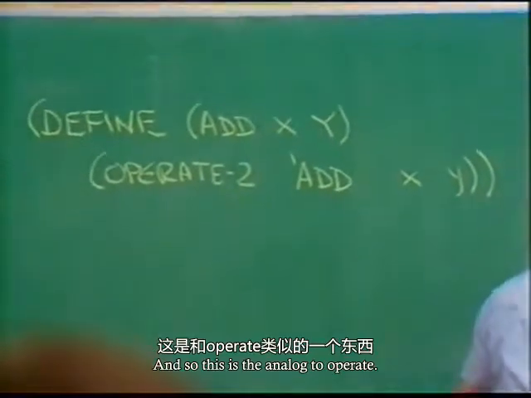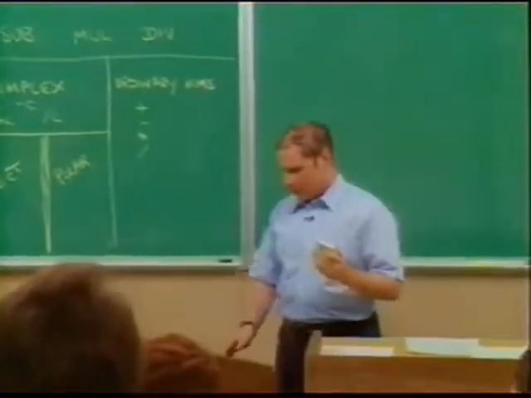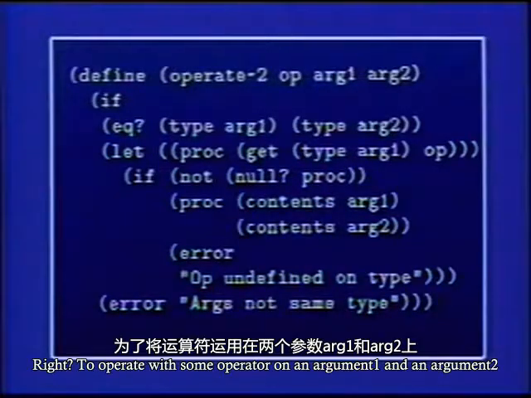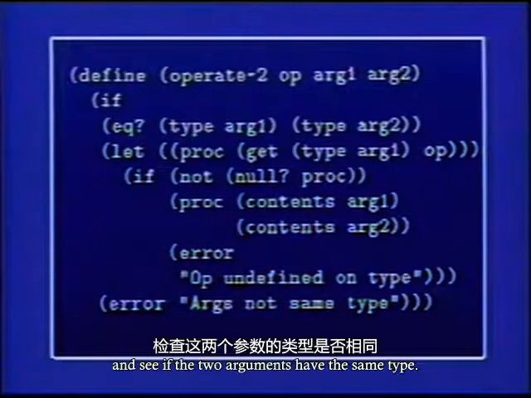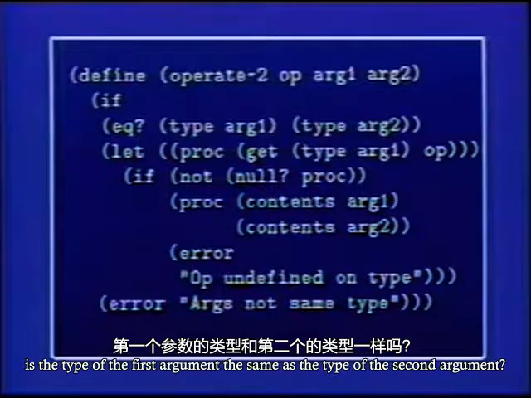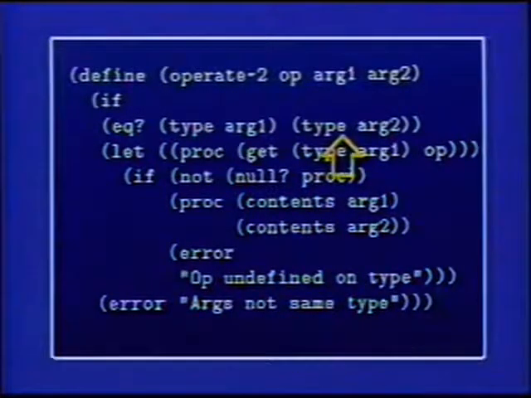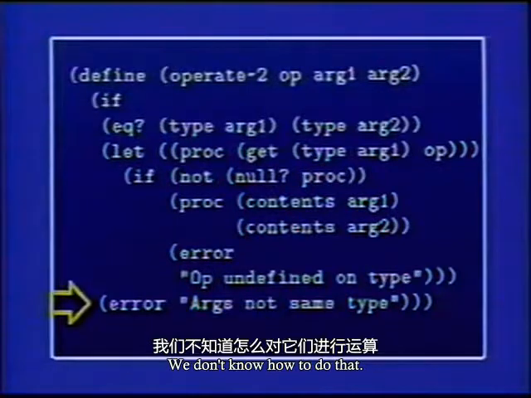Okay, so this is the analog to operate. Let's look at the code for a second. It's almost like operate. To operate with some operator on an argument 1 and an argument 2, the first thing we're going to do is check and see if the 2 arguments have the same type. So we'll say, is the type of the first argument the same as the type of the second argument? And if they're not, we'll go off and complain and say that's an error. We don't know how to do that.